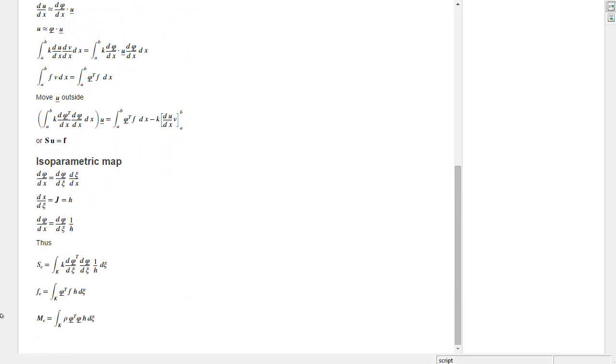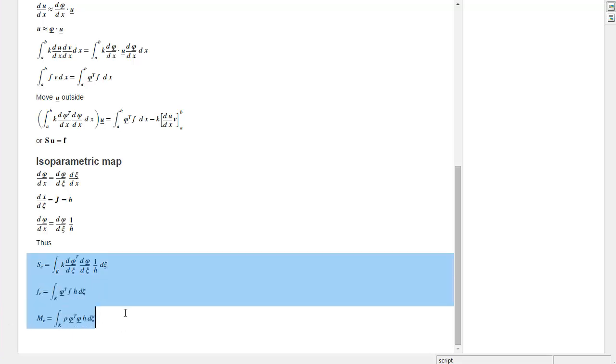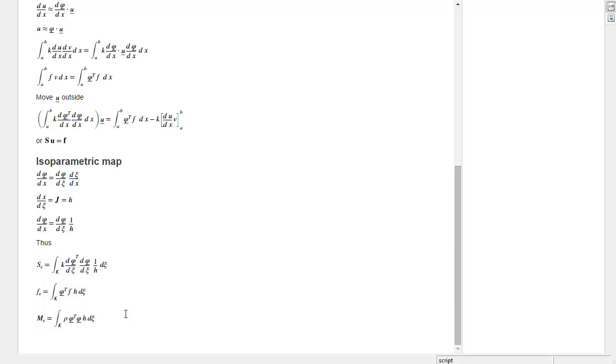So that's the general derivation of our stiffness matrix, load vector and mass matrix. You need to do this for every problem that you're solving, either by hand or write it out in your code like this, but make a note of this.